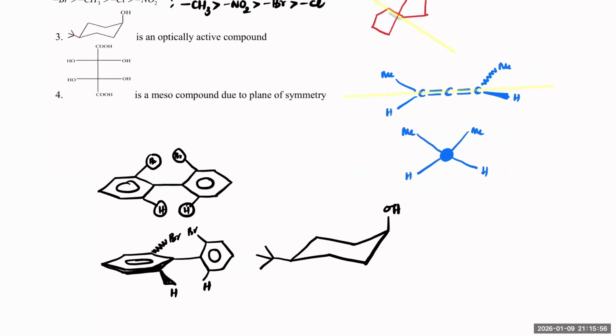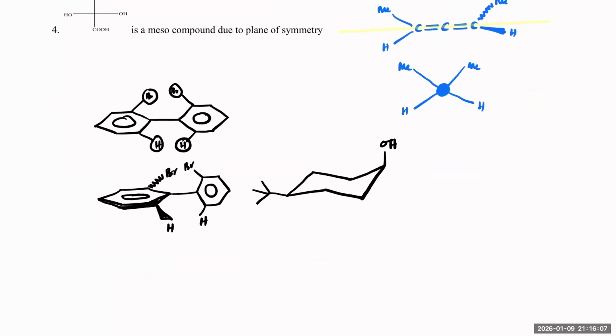Now notice this is not a chiral center. This is not a chiral center. So we need to check structurally whether we have any plane of symmetry or not. The answer is yes, because I can pass a plane through this OH like this. This entire thing will become one plane. So that plane will divide this chair into two parts. Clear?